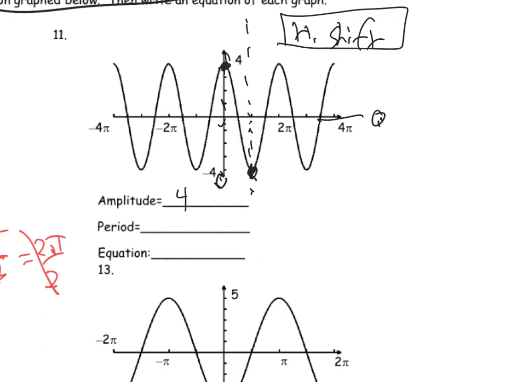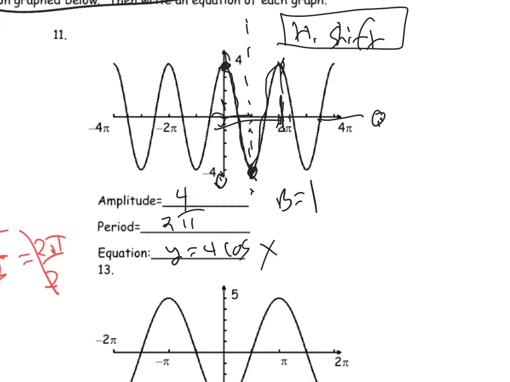My period. If this is a cosine starting here, the easiest graph would be, say, then it finishes here. Look at that. It finished one picture in 2 pi. That means my period is it takes 2 pi to make one picture. So my b would have to be a 1, because how many pictures do I make in a 2 pi distance? So my equation, the easiest equation, would be y equals 4 cosine of x.